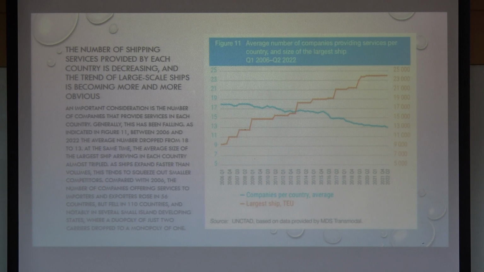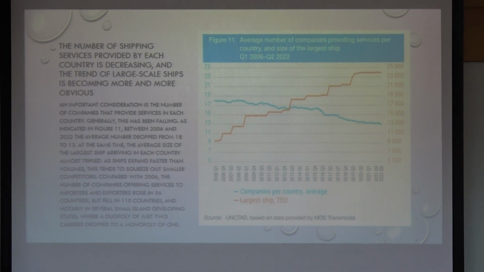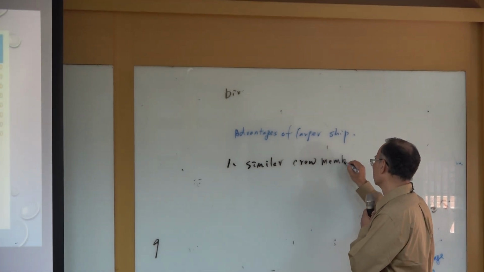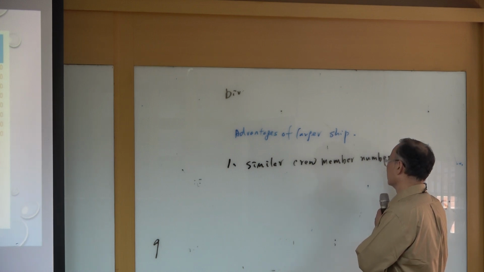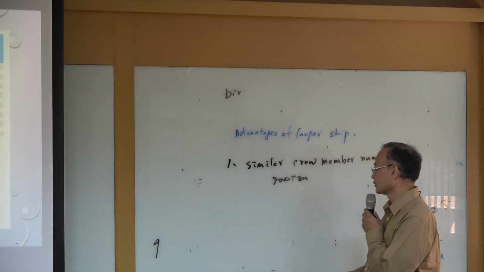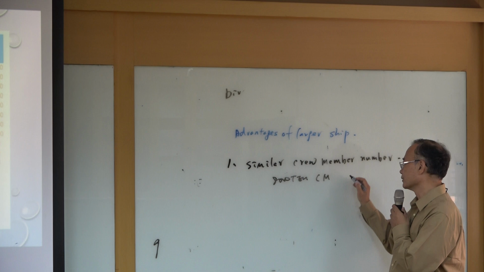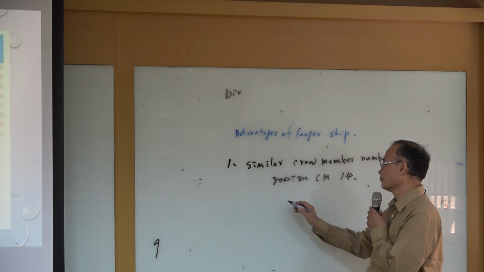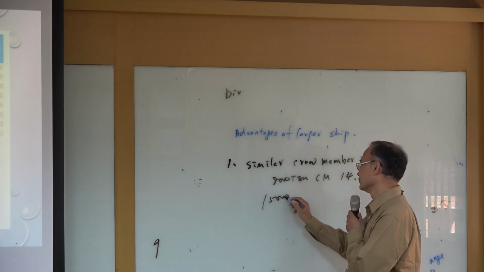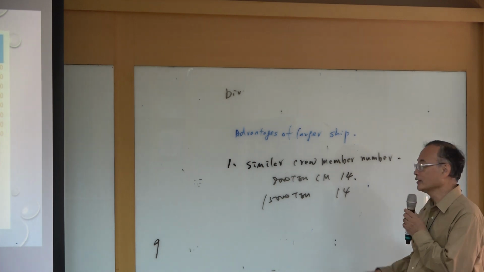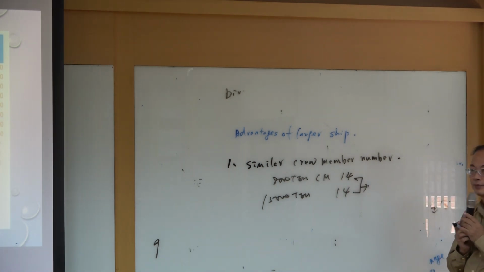So that's why the crew member number does not increase even as you build a big ship. For example, the crew member number of an 8,000 TEU container ship is 14. Okay, 14 maybe. How about a 15,000 TEU container ship? The crew member number is similar, 14. Why? Because all the systems are automatic.